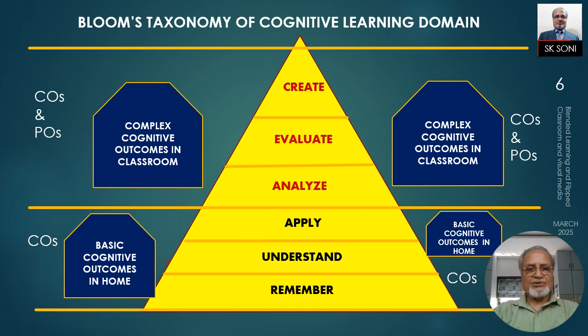Let us see the concept of flipped classroom with the help of Bloom's taxonomy of cognitive learning domain. There are 6 levels of learning in the Bloom's taxonomy. Starting from the lower level: remember, understand, apply. These are the 3 lower levels of learning. Analyze, evaluate, and create. These are the 3 higher levels of learning.